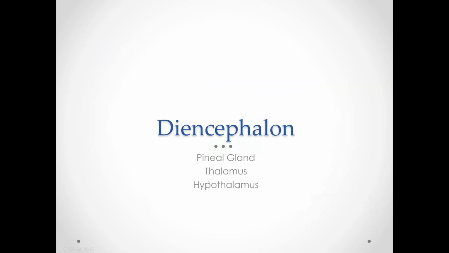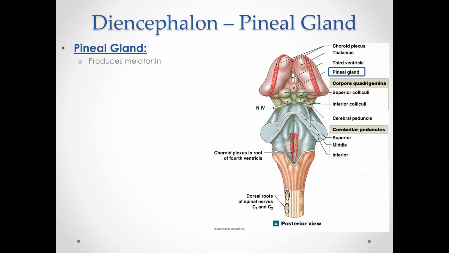So in this section, we're going to look at the diencephalon, which includes the pineal gland, the thalamus, and the hypothalamus. We'll start with the pineal gland, but first let me orient you to this view. We've already talked about the medulla oblongata, which is in this salmon color, the pons, which is in the blue color, and the midbrain, which is in the green color. Now we're looking at the diencephalon, which is in this mauve purple color at the top.